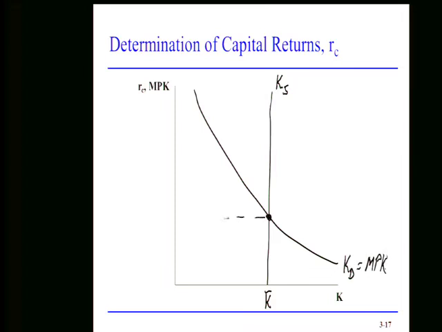Notice here, at the intersection point, the quantity demanded equals the quantity supplied. We should get the equilibrium price. We'll call that R sub C naught. That's my version of a lowercase r.